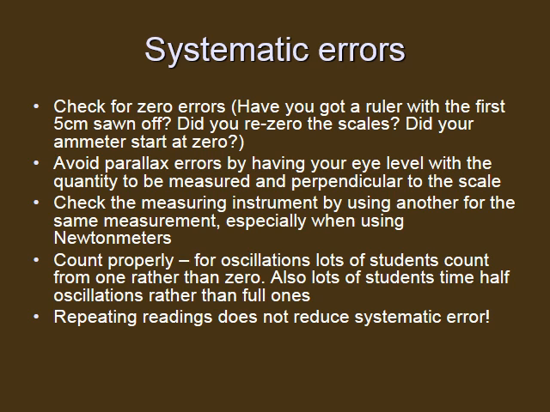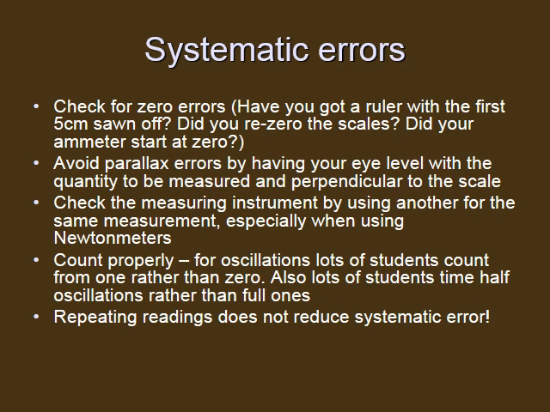Examples of systematic errors can be checking for zero errors. For example, have you got a ruler with you and is it 5 centimeters sawn off from the end? That would be a systematic error. Did you re-zero the scales when you're measuring the mass of something? Or did you use an ammeter and was it non-zeroed? That's an example of a systematic error.